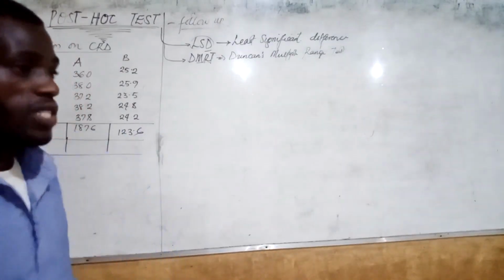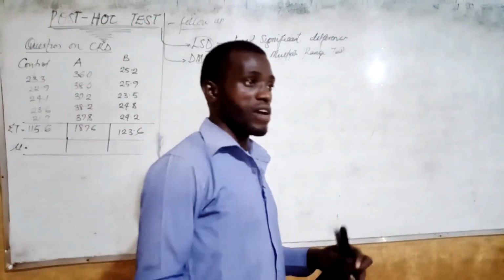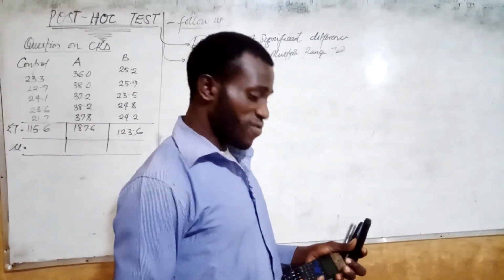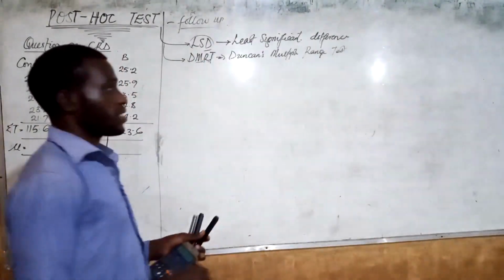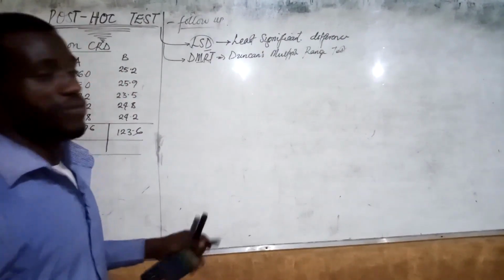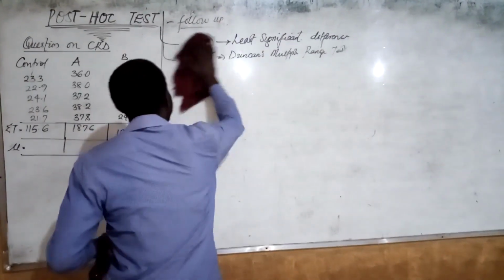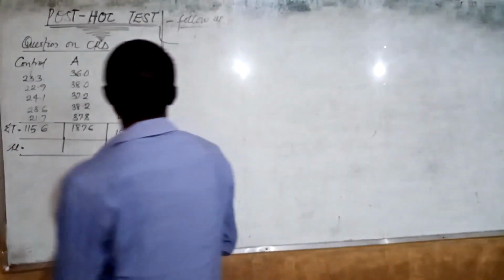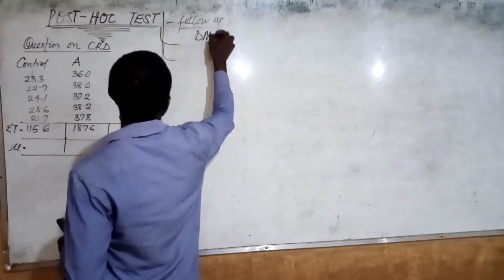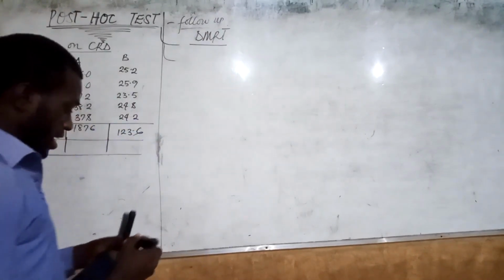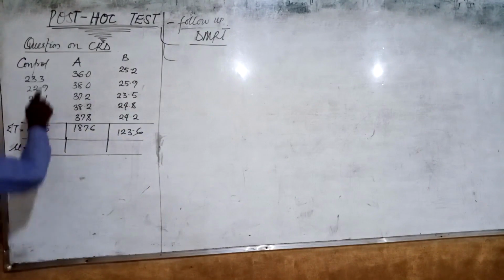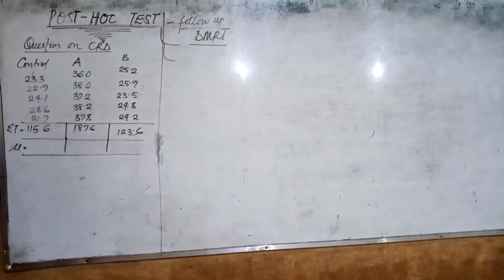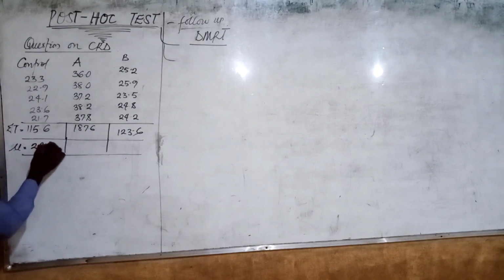Now, the Duncan's multiple range test has a lot of steps, so you have to follow attentively. Alright, so we are using DMRT. The first thing to do here is to calculate the means. Let's generate the means for these values. We have 1, 2, 3, 4, 5. 115.6 divided by 5 gives 23.12.